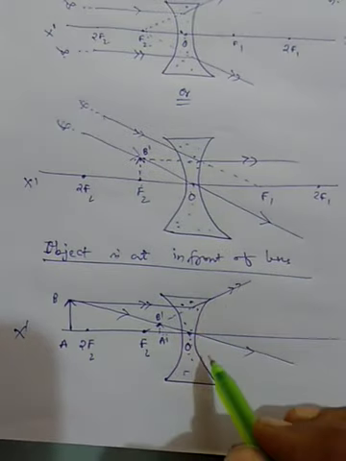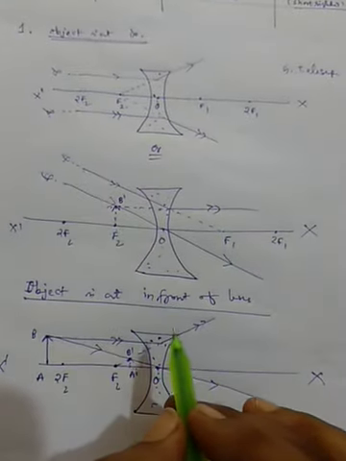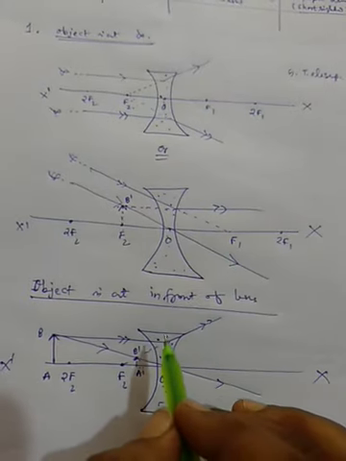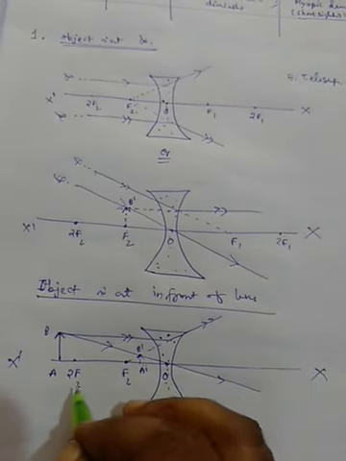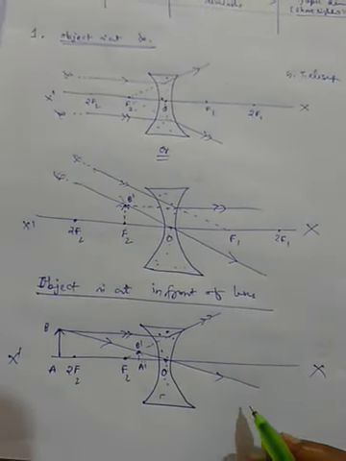Now practice these two diagrams, and the 6 diagrams of the convex lens from the previous class, on your paper. Then solve the exercise. Thank you.